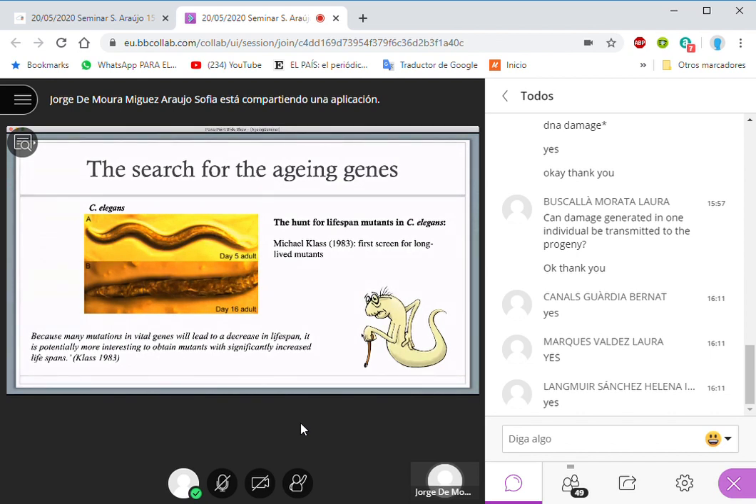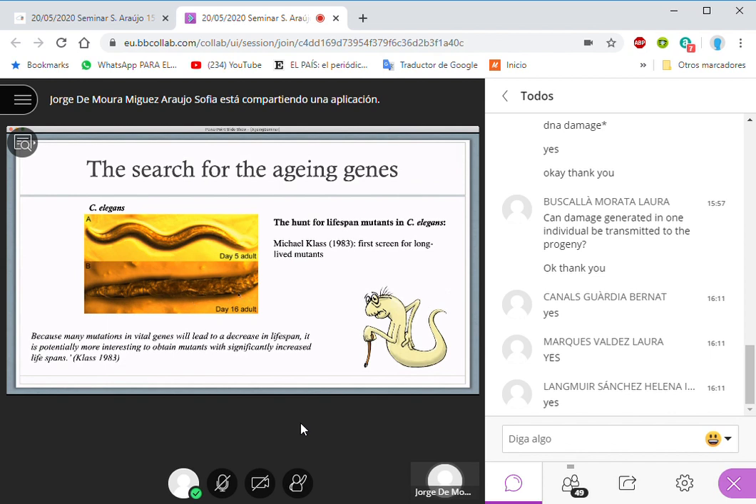And so what they did is they used nematodes. They used C. elegans, nematodes that you have here. This is a C. elegans at day 5, and this is a C. elegans at day 16. So as model organisms, they're very good to study aging because you don't have to wait for very long. You know that you're young at day 5 and you're old at day 16.